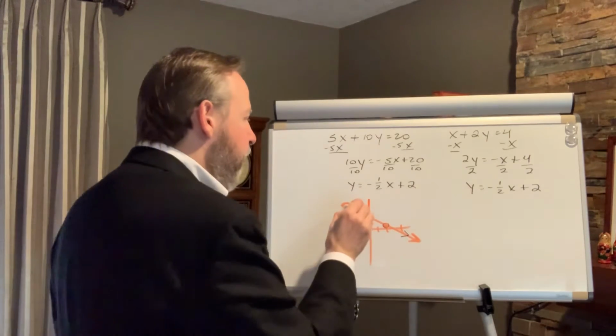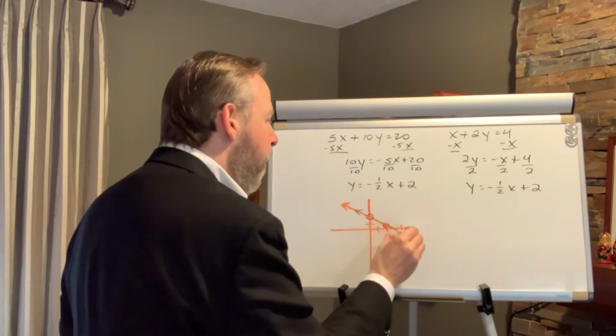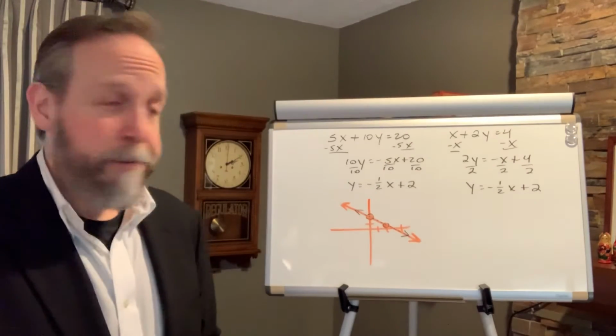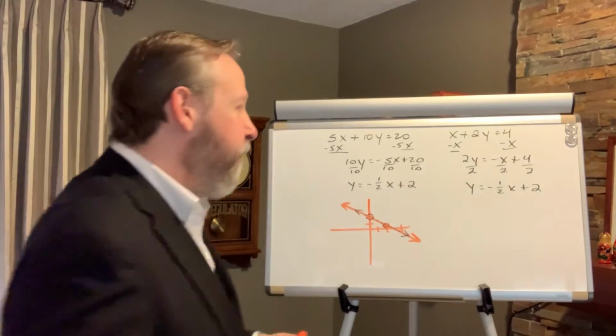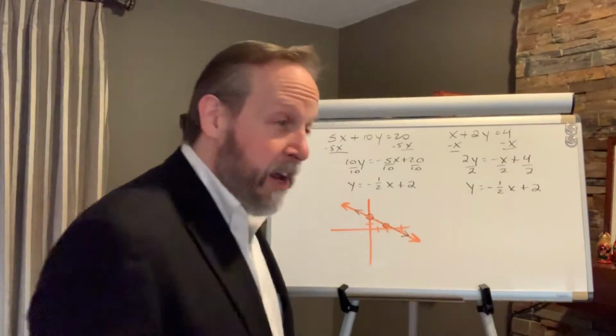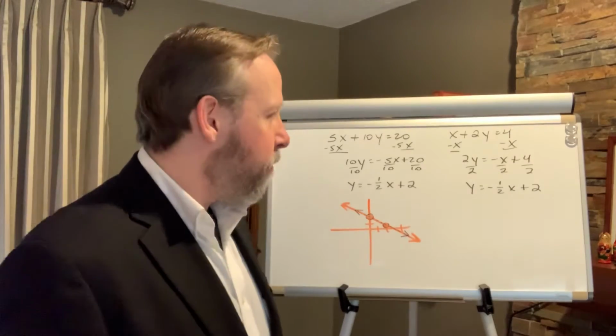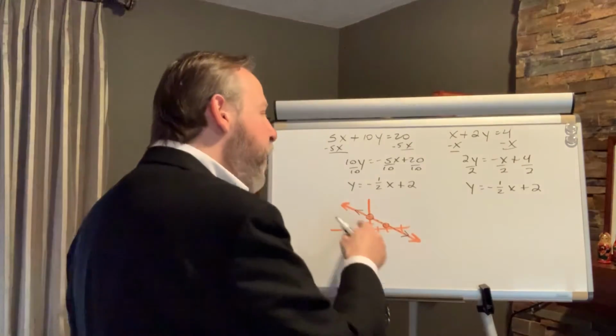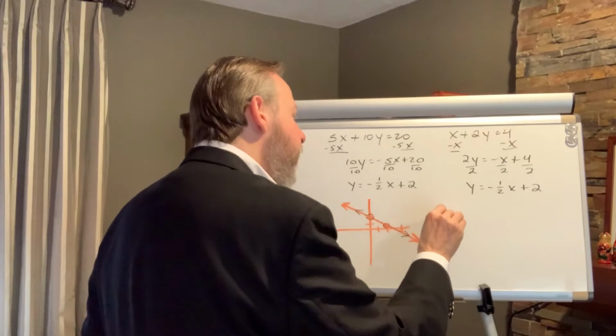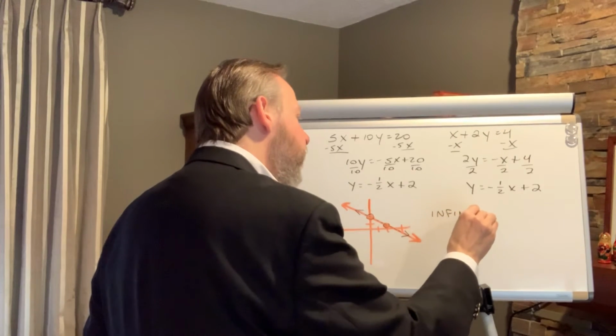Hey, look at that. We have orange and black. Welcome back to Shelton High. That's the same line graphed on top of itself. If this were U.2, you'd say they graph on top of each other. It would be graphing to solve. When they're the same line, there are infinite solutions.